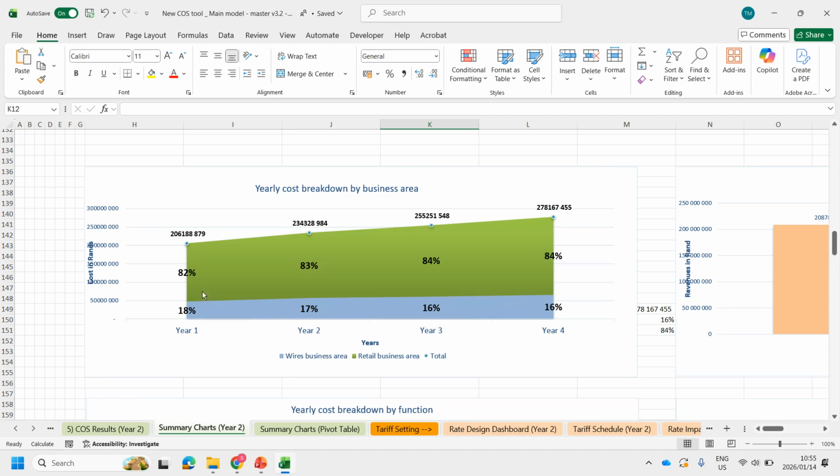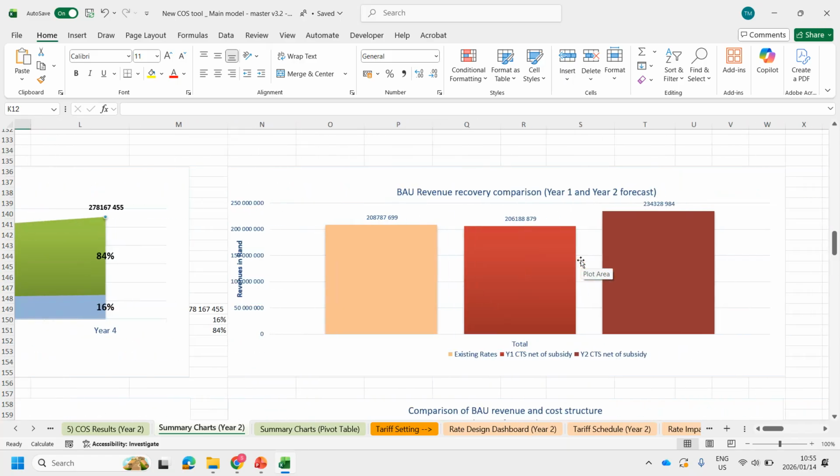You'll see in this graph that it's splitting your revenue requirement into two main businesses. It means 82% of your revenue requirement for year one is your retail related costs, and the remaining 18% is your wires cost. It's showing you the split over the different years.